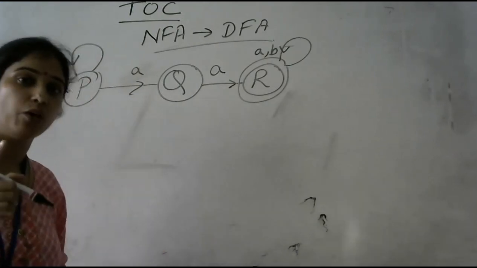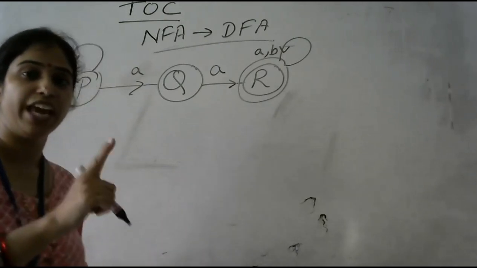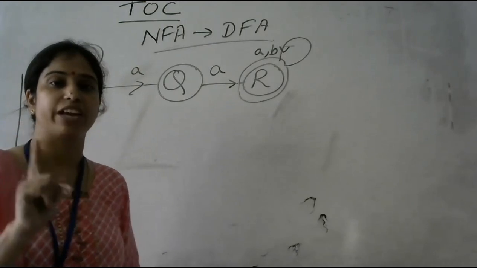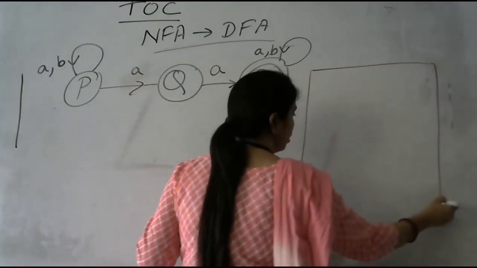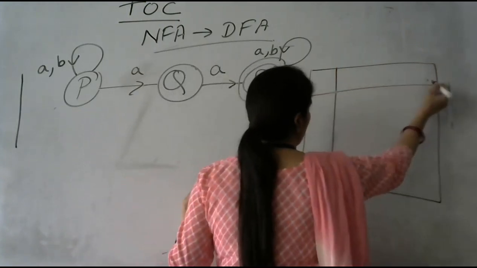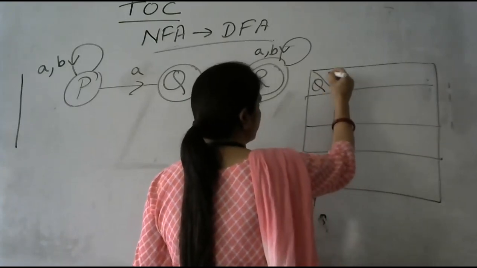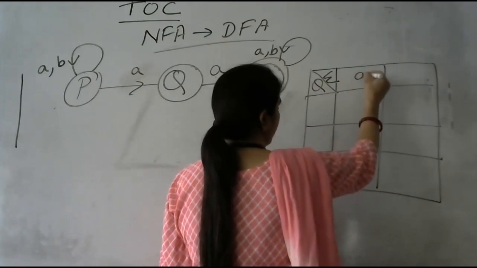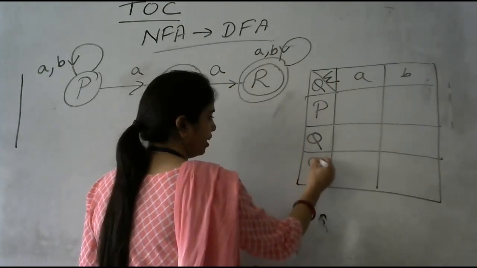अब NFA को कन्वर्ट करने के लिए DFA में, है ना, for converting NFA to DFA we have to draw a transition table. This is our step 1. So our step 1 is draw a transition table for converting NFA to DFA. I am drawing this. Q is state, sigma is inputs. We have 2 inputs, A and B. We have 3 states, P, Q and R.